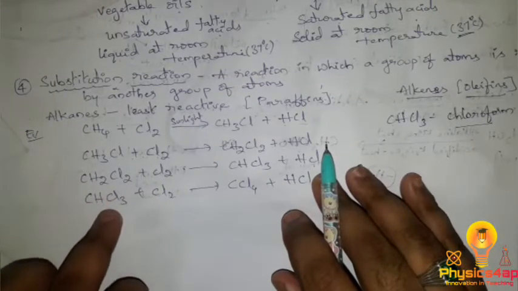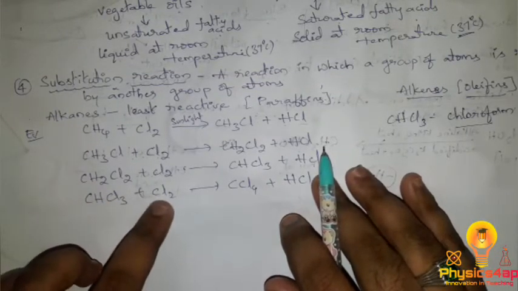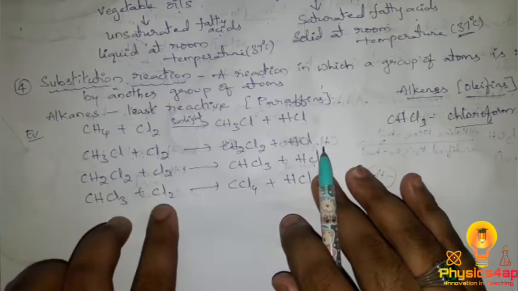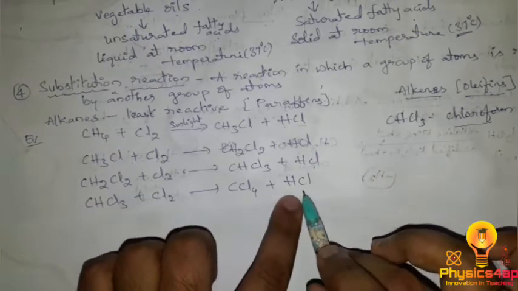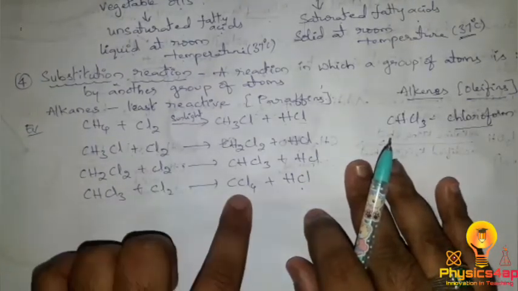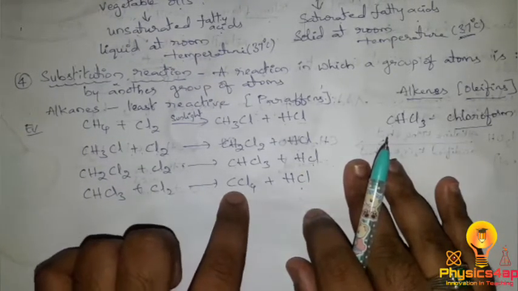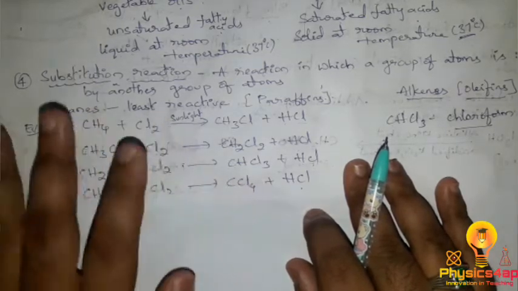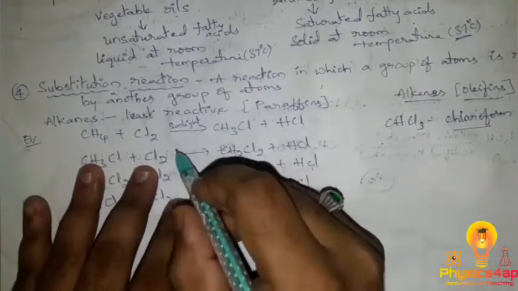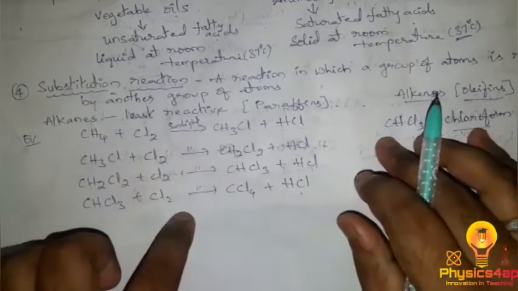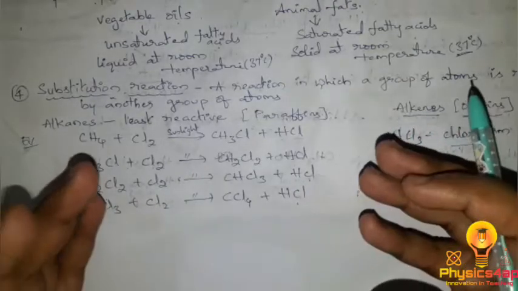And again CHCl3, when it is combined with chlorine, the remaining one hydrogen comes out, reacts with one chlorine atom to form HCl, and the remaining one chlorine gets combined with this to form CCl4, that is carbon tetrachloride. As there are 4, that is tetra, so carbon tetrachloride. All the reactions are done in the presence of sunlight itself, so it can easily be broken out.